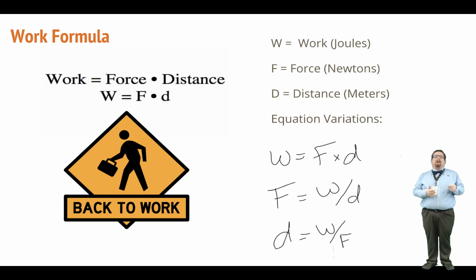The equation for work is W equals FD, where W is the amount of energy that's transferred through work, F is the force applied to the object, measured in newtons, and D is the distance the object moved, measured in meters. You can manipulate this equation to also find the force applied or the distance moved. So let's practice the basic form of this equation.